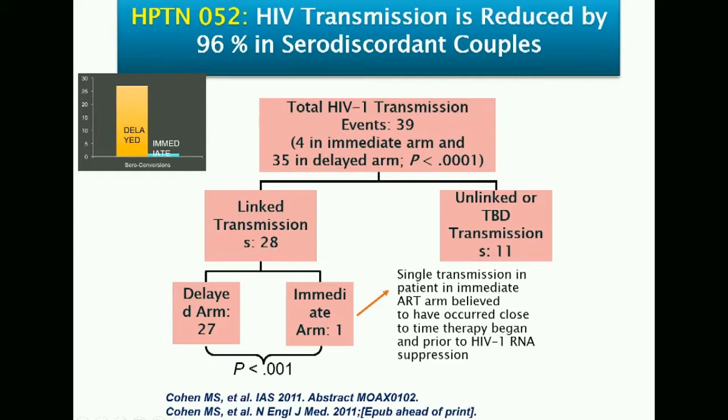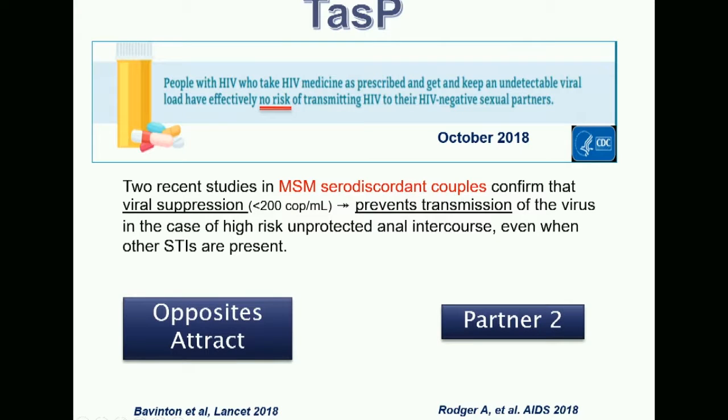And this is another study, breakthrough study, HPTN 052 from 2011. HIV transmission is reduced by 96% in serodifferent couples. And as I said, treatment as prevention.